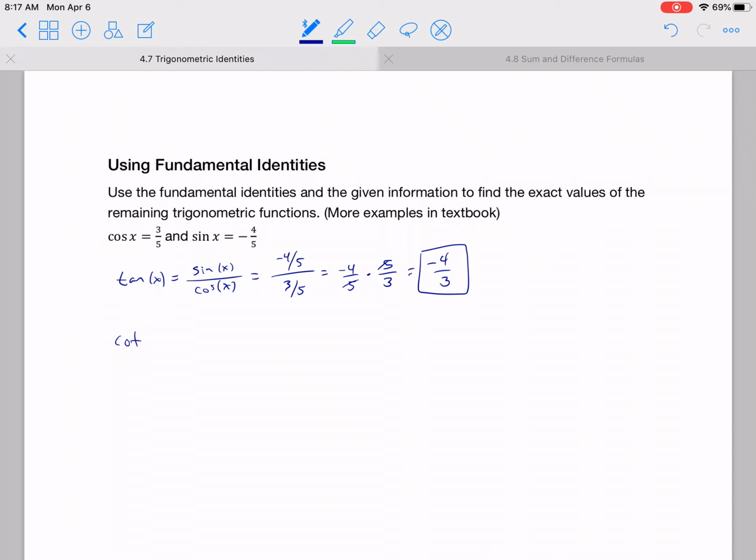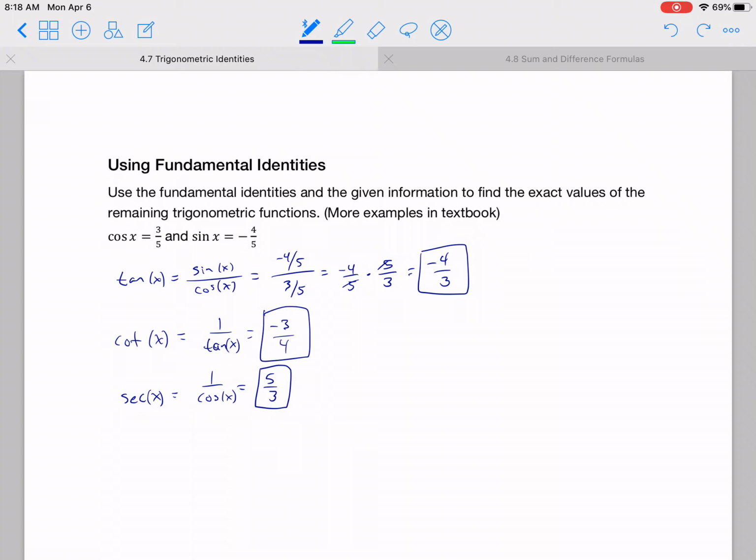Then maybe we want to try for cotangent of x, because that's just going to be the reciprocal of tangent, right? It's 1 over tangent, since we already have tangent. And so we can just do negative 3/4, just the reciprocal of what's above. Or you could have done cosine over sine, which would have given you the same thing. Next we could do secant. Secant of x is 1 over cosine of x, and therefore it's just the reciprocal, which is 5/3, the reciprocal of our cosine up here.